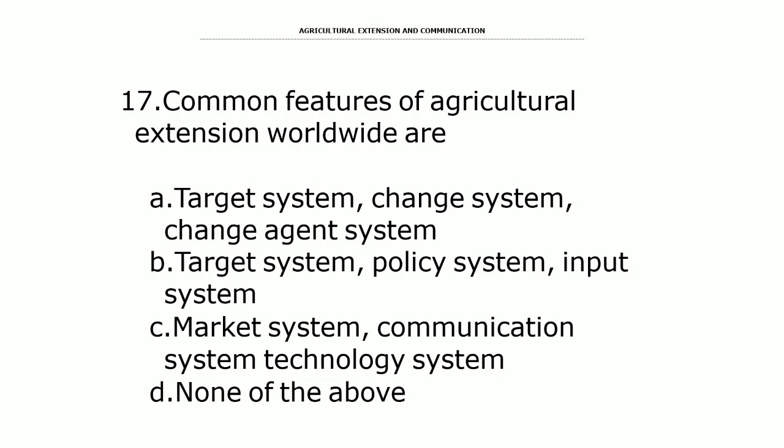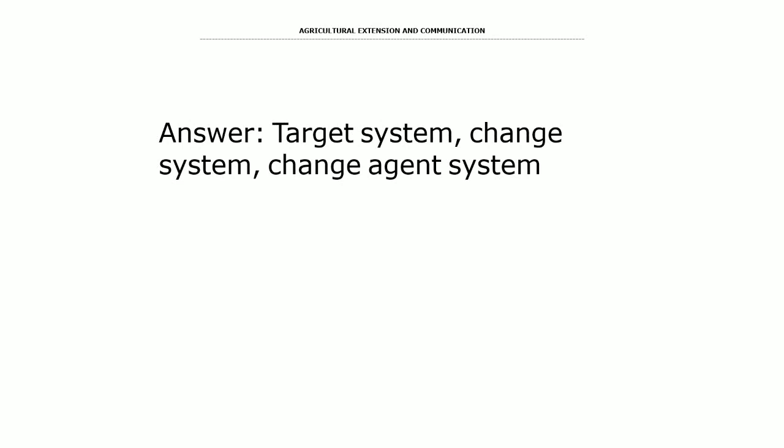Question number 17. Common features of agricultural extension worldwide are A. Target system, change system, change agent system, B. Target system, policy system, input system, C. Market system, communication system, technology system, or D. None of the above. The answer is target system, change system, change agent system.